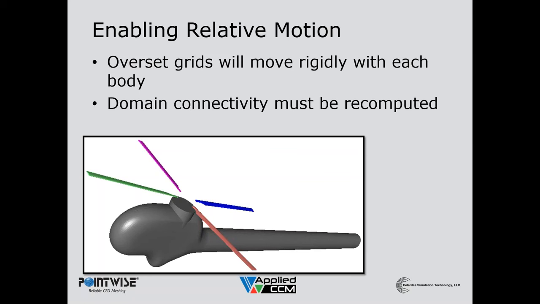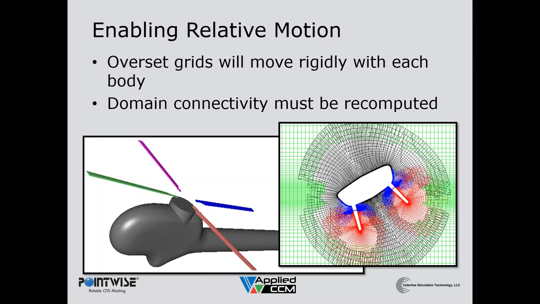each time step. On the right is a slice through a ship simulation where the ship is pitching, heaving, rolling, etc., along with rudders and propellers moving. Each component grid is fixed to its geometry, maintaining a good quality grid locally, and the overset domain connectivity information is again recomputed at each time step.